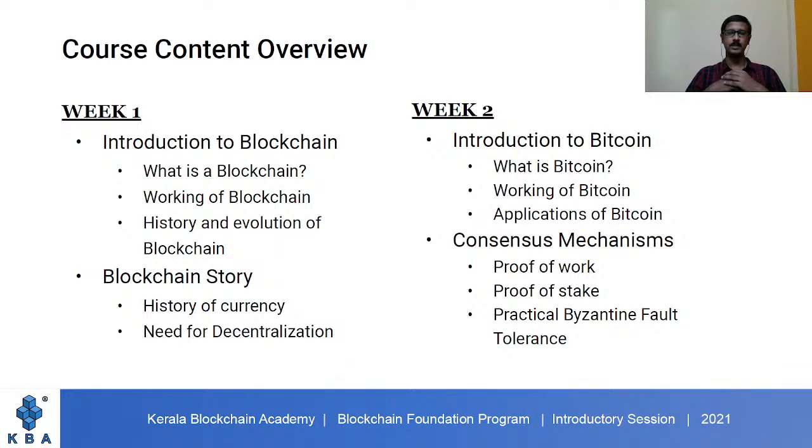Next, the blockchain story, or how the currency came about and the need for decentralization, is also discussed in week 1. In week 2, you will have access to content about Bitcoin, how Bitcoin works, what is Bitcoin, the applications of Bitcoin, and so on. That will cover the basics of the first blockchain known as Bitcoin. Next, we will have the consensus mechanisms on blockchain, like proof of work, proof of stake, practical Byzantine fault tolerance, and some other consensus mechanisms that are used in blockchain. So these are the first and second week's content.